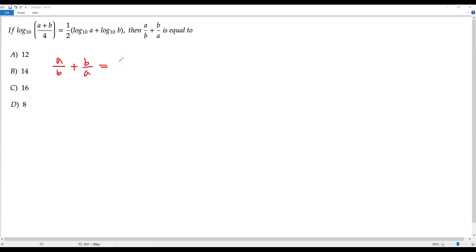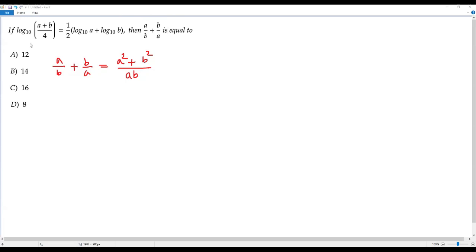That is, a times a is a square, and the numerator of the second one has to be multiplied by the denominator of the first one. B times b is b square. Further, we have to multiply the two denominators, that is b times a. B times a can be written as a times b, that is ab. Now my aim is to get the value of this a square plus b square and this ab. Once I get the values of these two, I can plug in over here and get the value of the expression a/b + b/a.